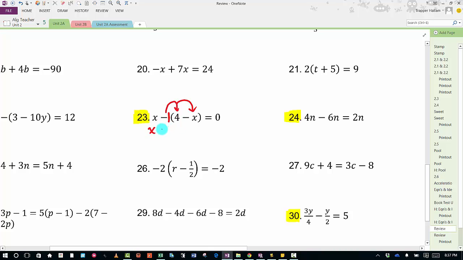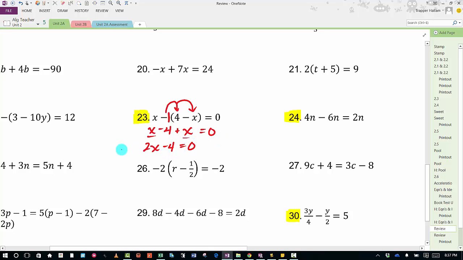So this -1 times a 4 becomes a -4. -1 times a negative x, two negatives when they multiply make it positive. So we get a positive x, and that's equal to 0. Let's go ahead and combine like terms. X's are going to become 2x. That leaves us with a -4 equals 0.